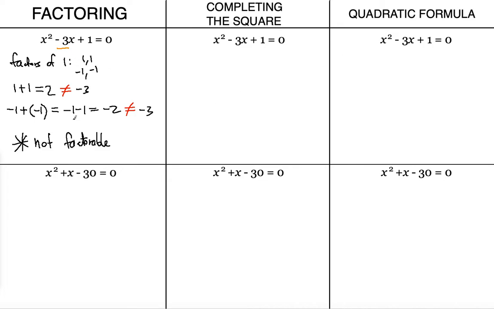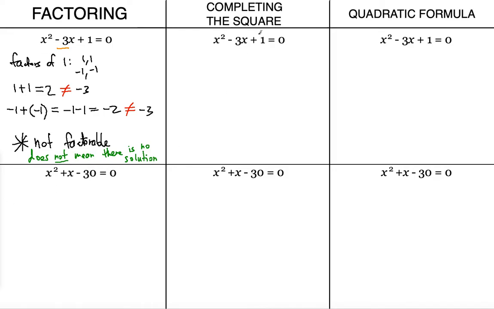But factoring, as you can see, it looks like there's no solution, but that's not true. It just says that it's not factorable, right? Because there are no factors of 1 or negative 1 that sum up to negative 3. But it doesn't mean there's no solution. Okay, so I'm just going to say this. Does not mean there is no solution, right? So this is very important.